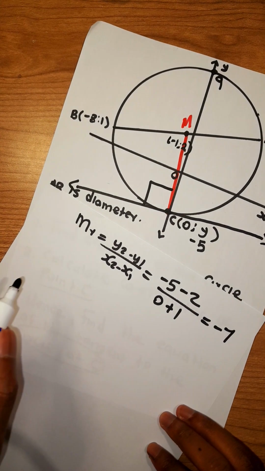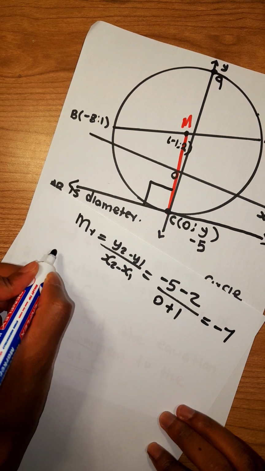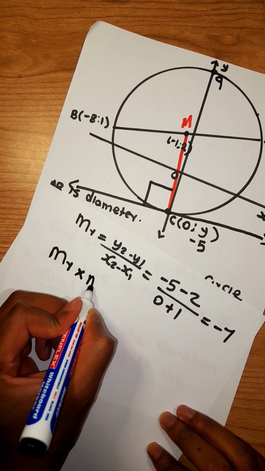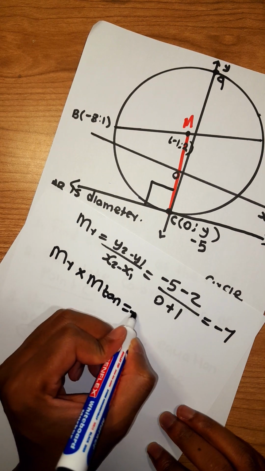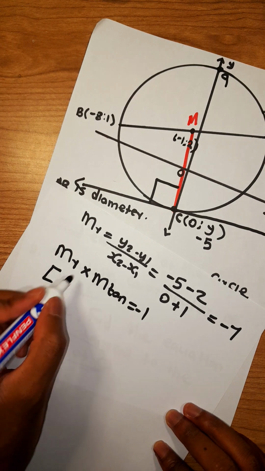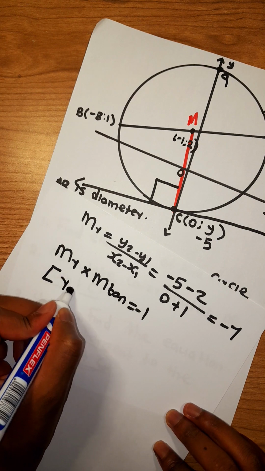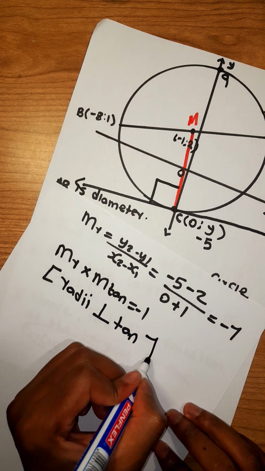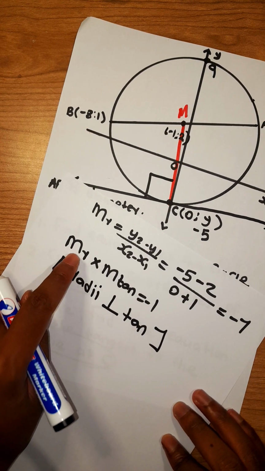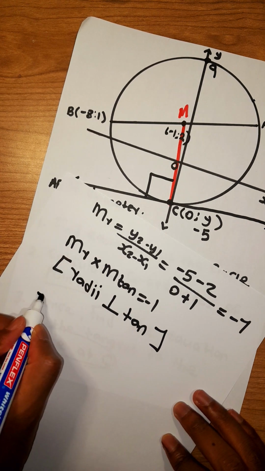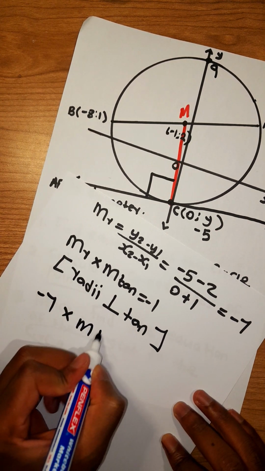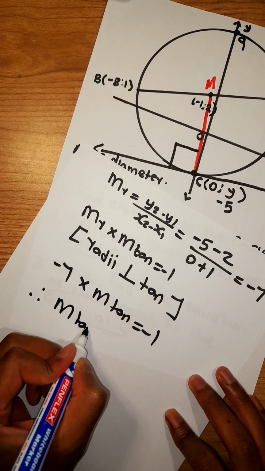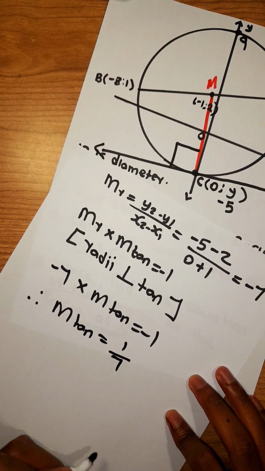Now, I know that there's a formula that you must use. You're going to say, well, if I multiply the gradient of the radius with the gradient of the tangent, this is going to give me minus 1. Why is this? This is because the radius is perpendicular to the tangent, right? So what is the gradient of the radius? It's minus 7. So if I multiply it with the gradient of the tangent, it's going to give me minus 1. Therefore, the gradient of the tangent is going to be 1 divided by 7.